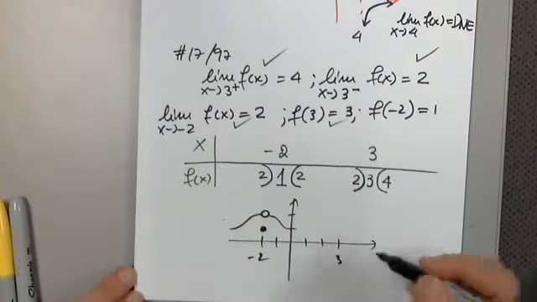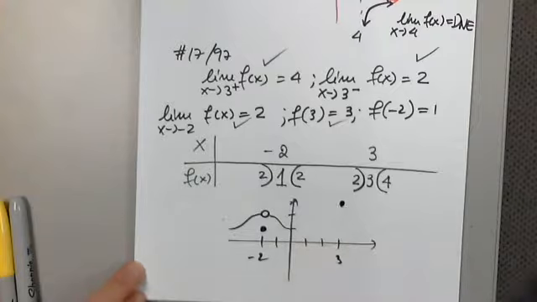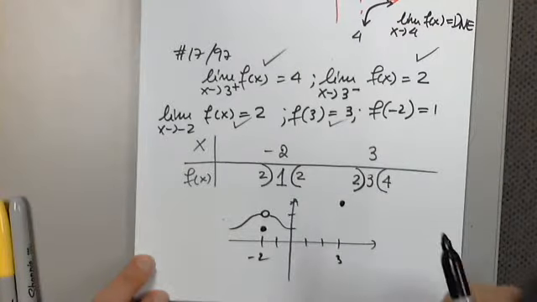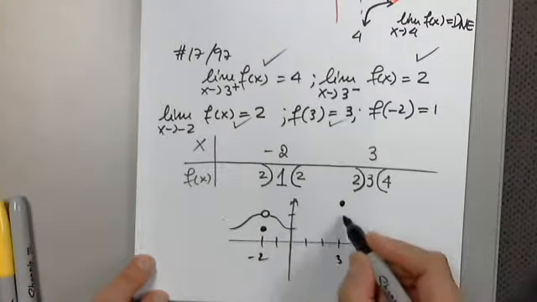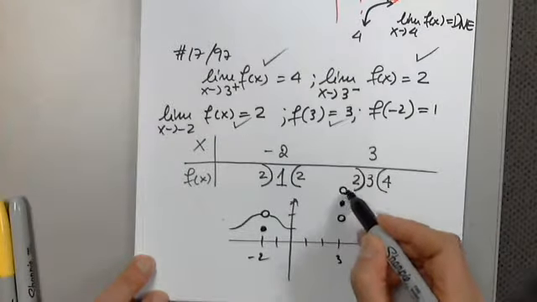Now, at 3, 3 is definitely this point. However, on the left, 3, 2. On the right, 3, 4.